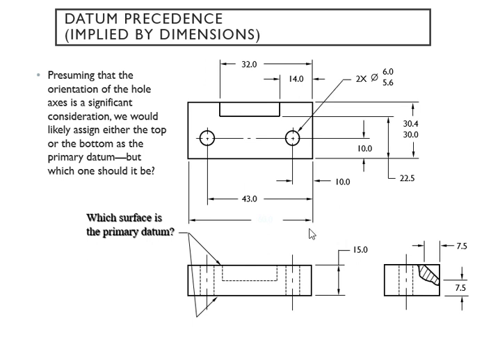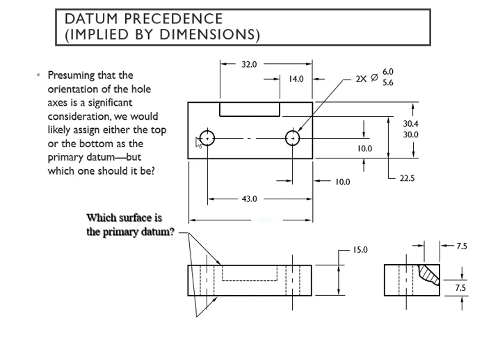Now we're going to look for the significance, because in order for us to come up with the primary, you have to find where is the most important thing. We're going to start presuming that the orientation of the hole axis is significant because we have two holes right there. So for this part, these two holes are significant, so we definitely would like to assign either the top or the bottom as the primary datum.